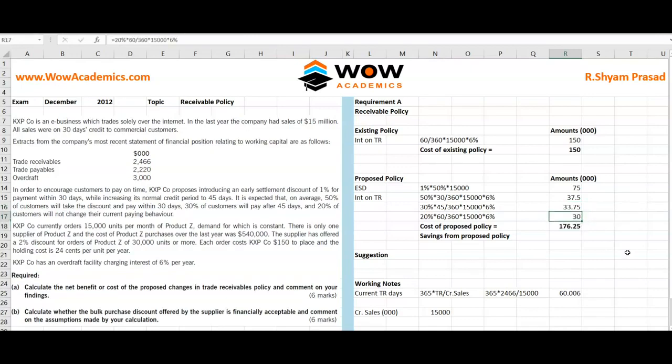So we got the answer. So the answer comes to 176.25. So is it a savings or is it an expense? See, all these numbers are in terms of cost. So the old cost was 150 and the new cost is 176.25. So it is an additional cost from the proposed policy, which would be the new cost minus the old cost put together. So that's about this question.